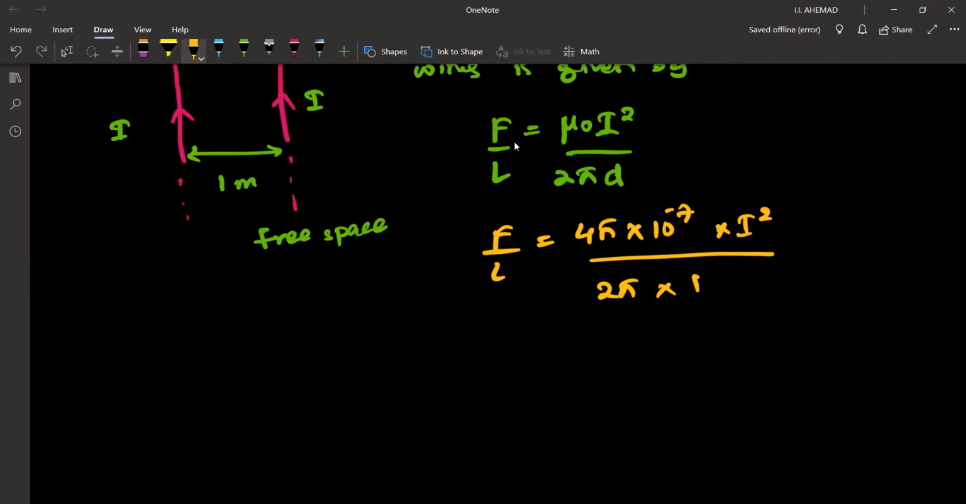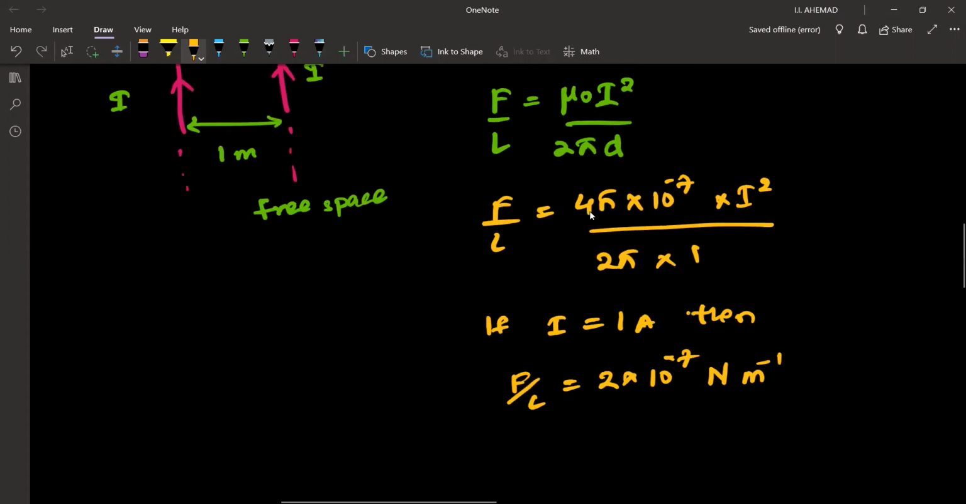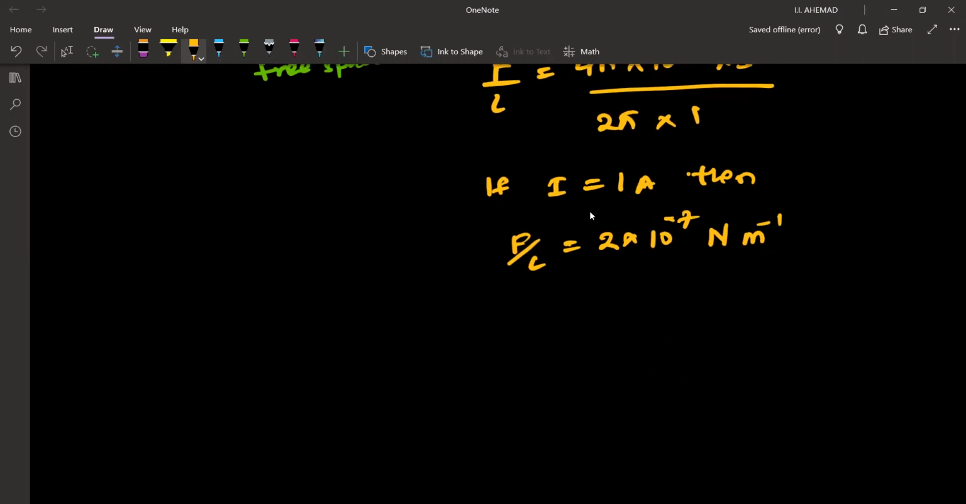If I is equal to 1 ampere, because current is measured in amperes, then F over L is equal to 2 into 10 to the minus 7 newton per meter. So this is how we have defined ampere.